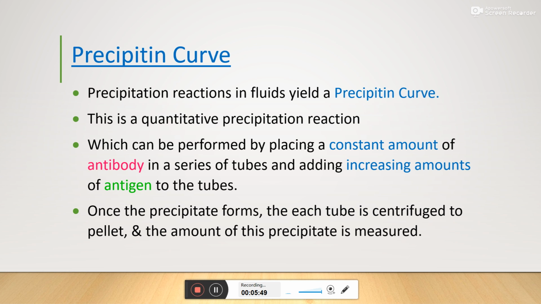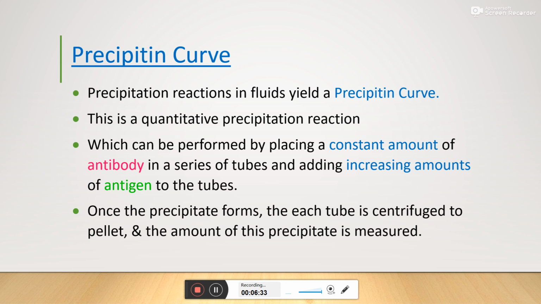Now we are coming to the precipitin curve. What is a precipitin curve? We already said before that the precipitation reaction takes place in an aqueous solution, that is, a soluble antigen and a soluble antibody interact with each other in an aqueous solution. So the precipitation reaction taking place in a fluid yields a precipitin curve. This is a quantitative precipitation reaction.